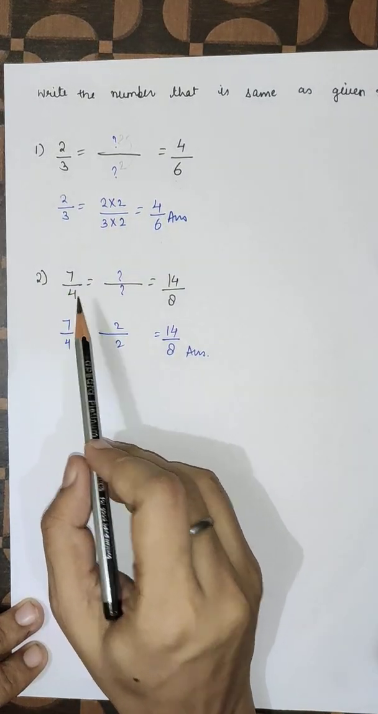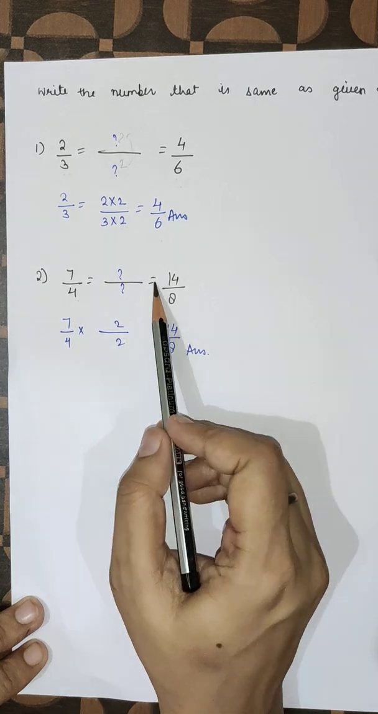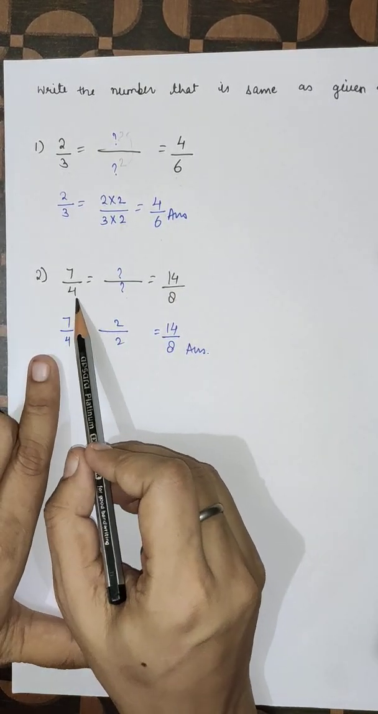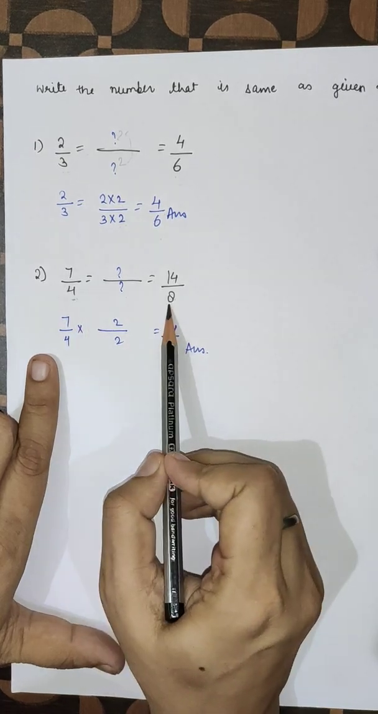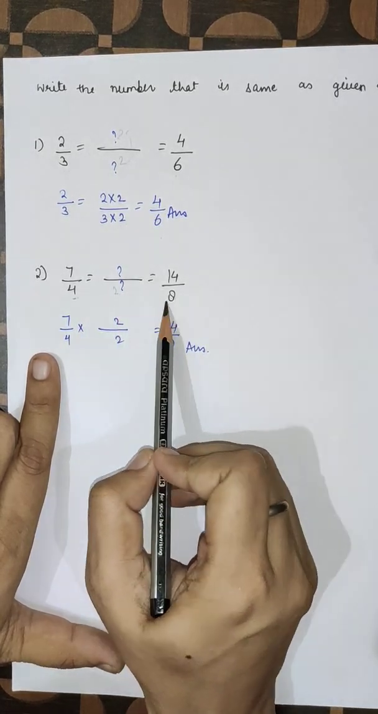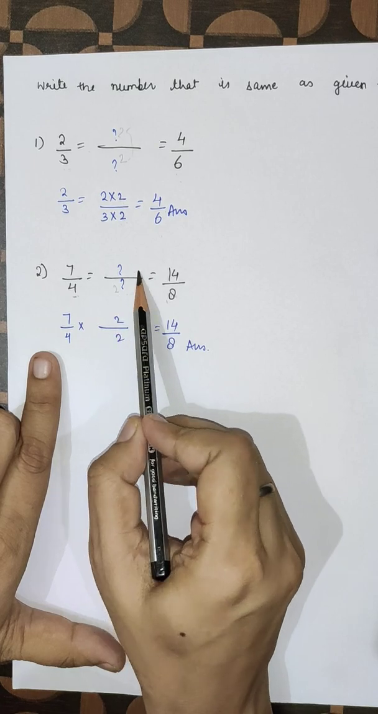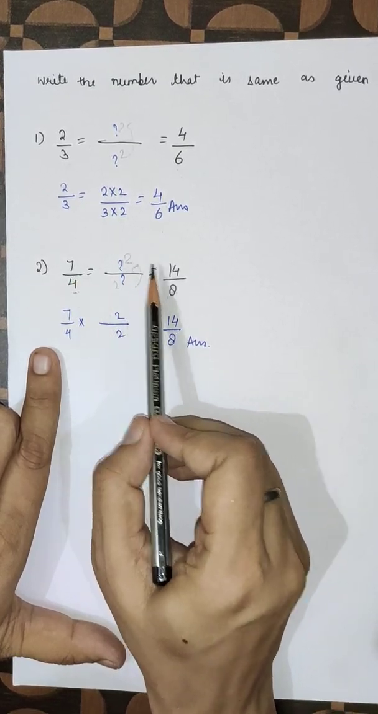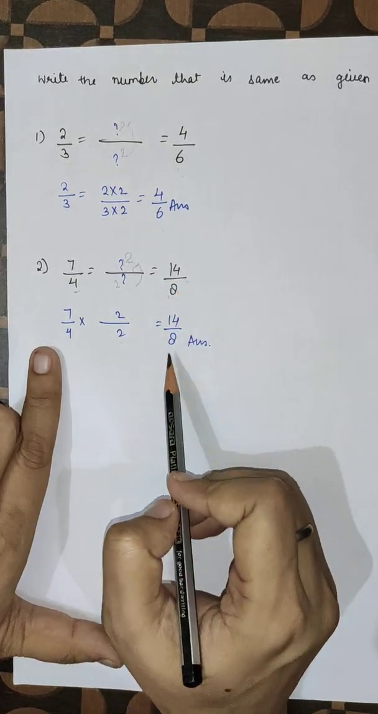Now we have 7 by 4. 7 by 4 is equal to what to get 14 by 8? First of all, we will see the denominator. We have to multiply 4 by what to get 8? Then 4 2s are 8. If you multiply the denominator by 2, then again we multiply the numerator with the same number. Then 7 2s are 14. Then this is the answer.